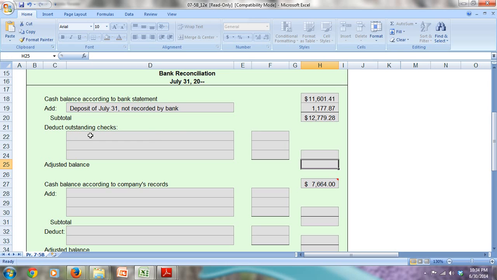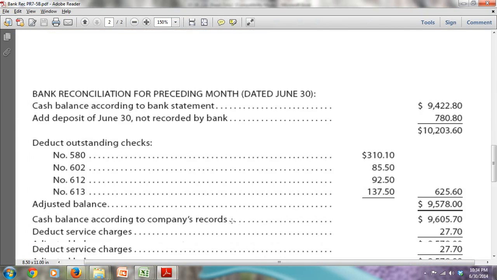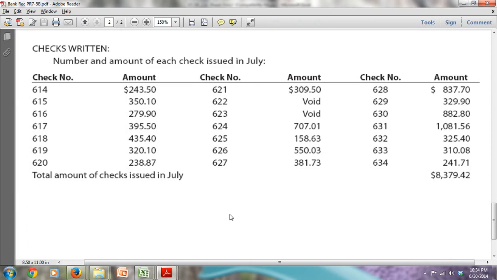Okay, so it says to deduct any outstanding checks. So we have to do the same thing that we did for the deposits, we have to do that for the checks now. So I'm going to go back to my check register, or to the section with all the checks on it.